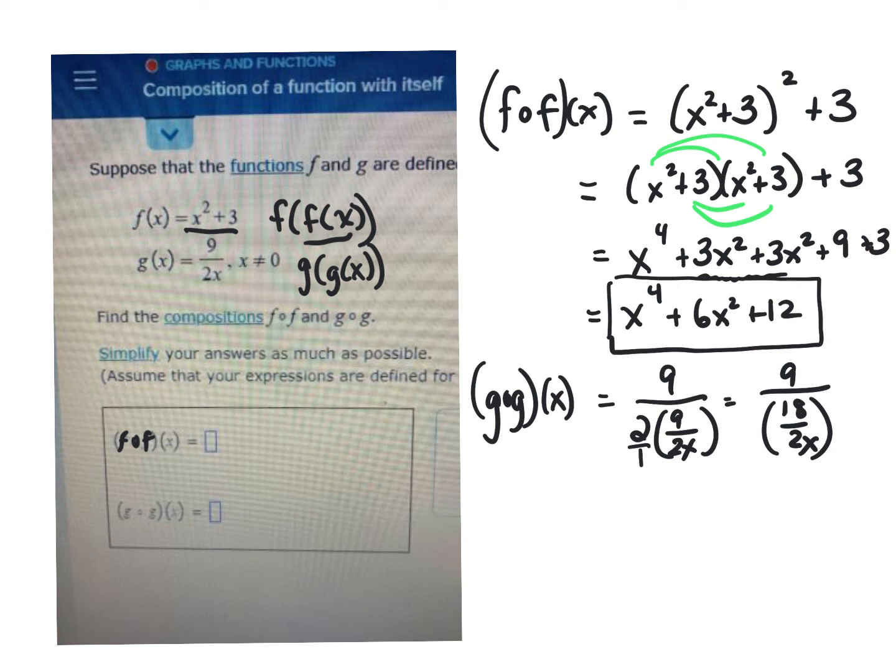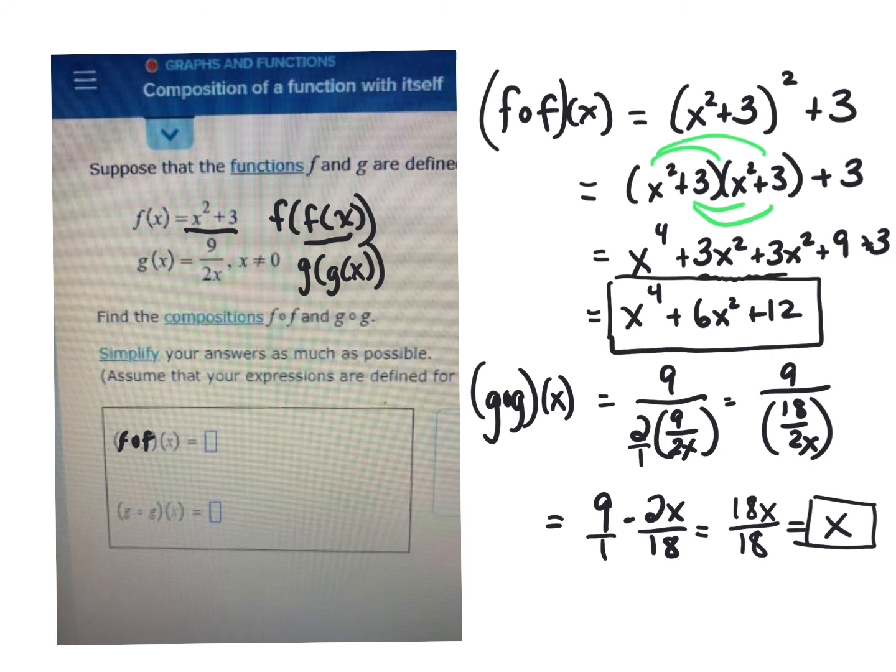So now I have 9 divided by 18 over 2x, which we'll simplify. When you're dividing by a fraction, remember the idea is the numerator stays the same, which is just 9. And then we multiply by the reciprocal of the fraction on the bottom. So instead of 18 over 2x, it becomes 2x over 18. And so now we have 9, or 9 over 1, times 2x over 18. That'll become 18x over 18, which will simply become x.